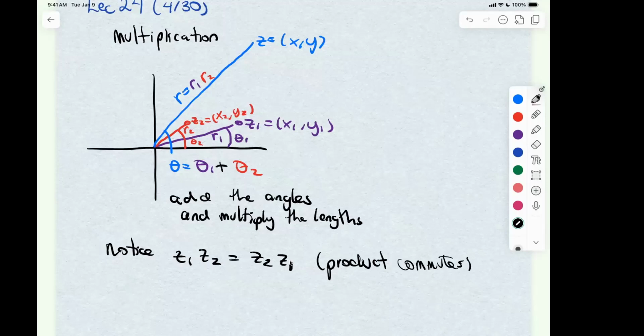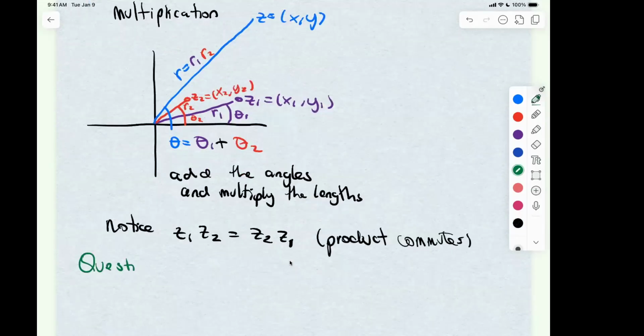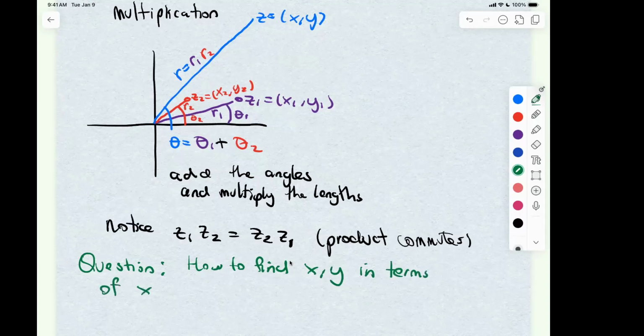Okay. So that is nice. It is nice to have this geometric picture of how you multiply complex numbers, but it is useful to have a more algebraic version for doing this. So the question is, how can you find X and Y from knowing X1, Y1, X2, and Y2? That's also a useful thing to know, and something interesting happens there. So now what I'm going to answer is how to find X, Y in terms of X1, Y1, X2, Y2.